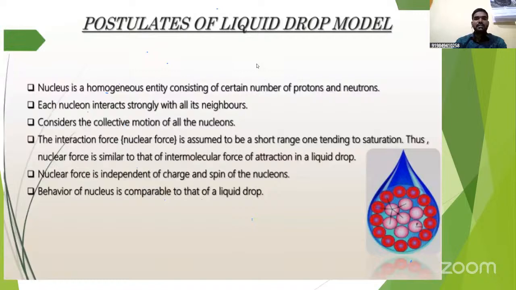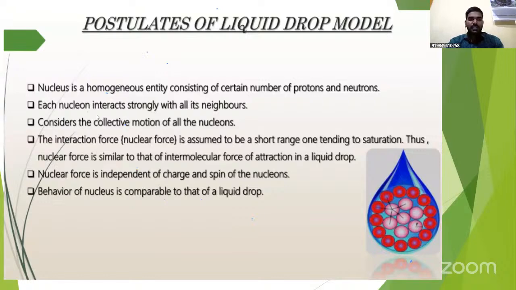So there are some postulates of this liquid drop model. It means we are considering the nucleus as a liquid drop, and they try to explain the postulates by using this liquid drop. The nucleus is a homogeneous entity consisting of a certain number of protons and neutrons. According to this liquid drop model, the nucleus has a number of protons and neutrons, and is a homogeneous entity.